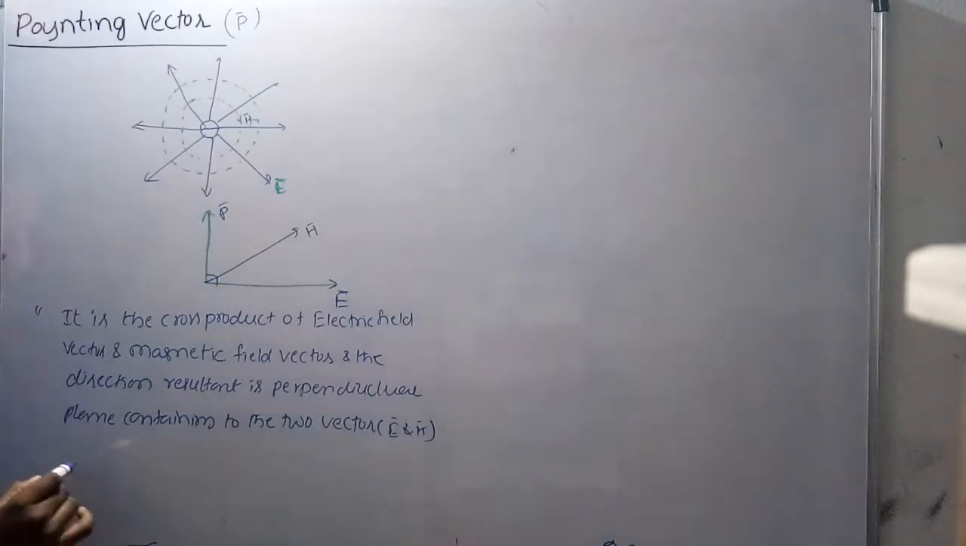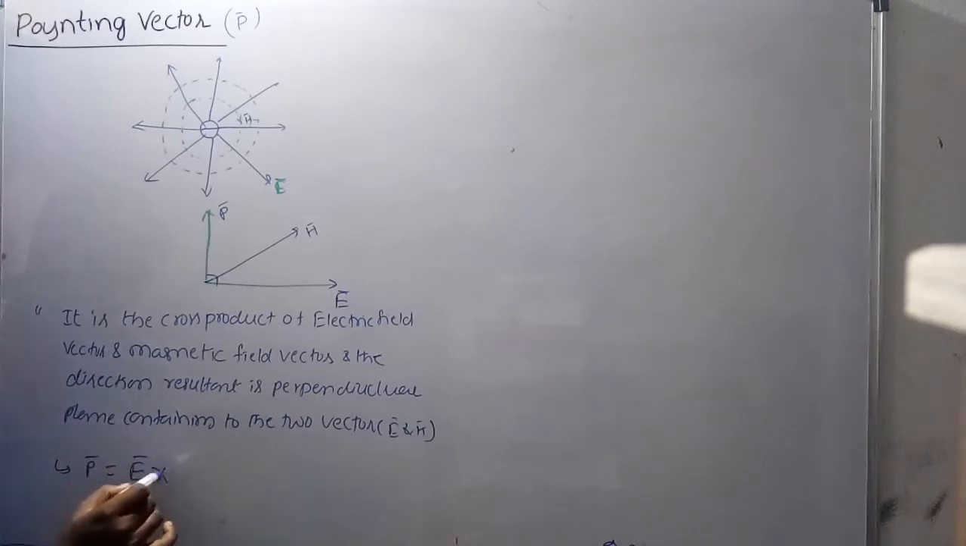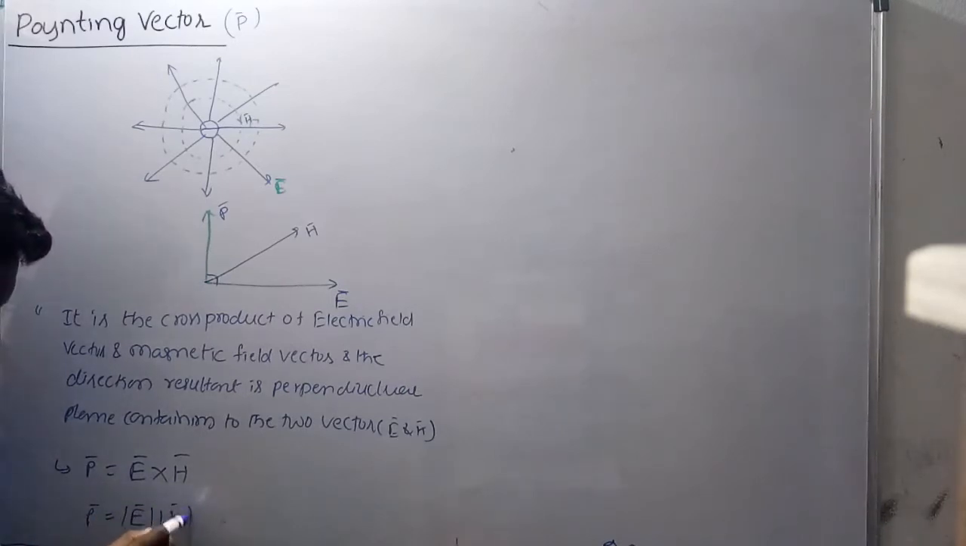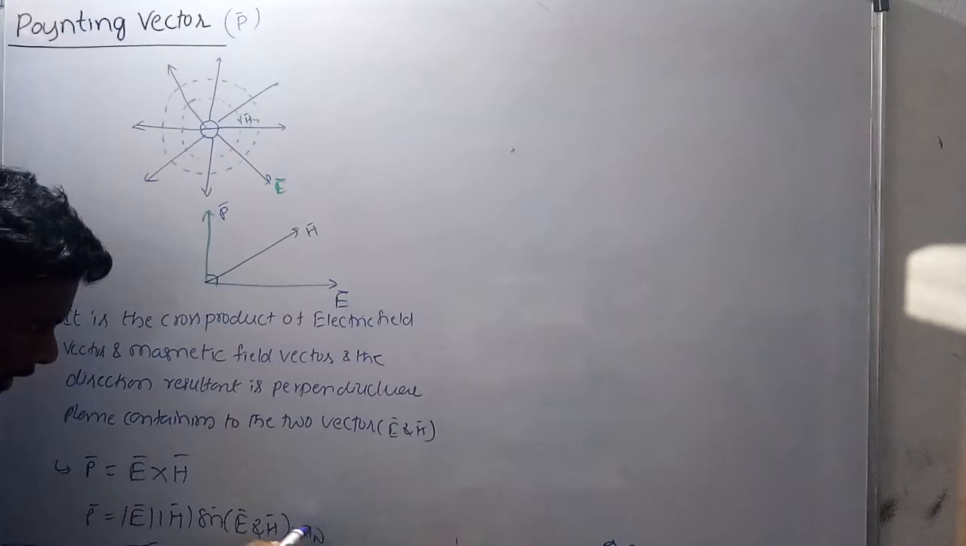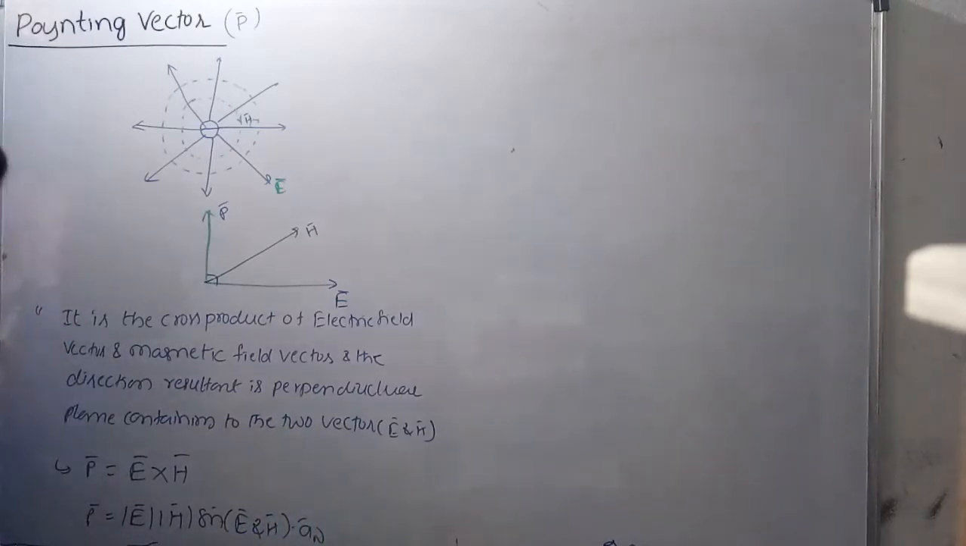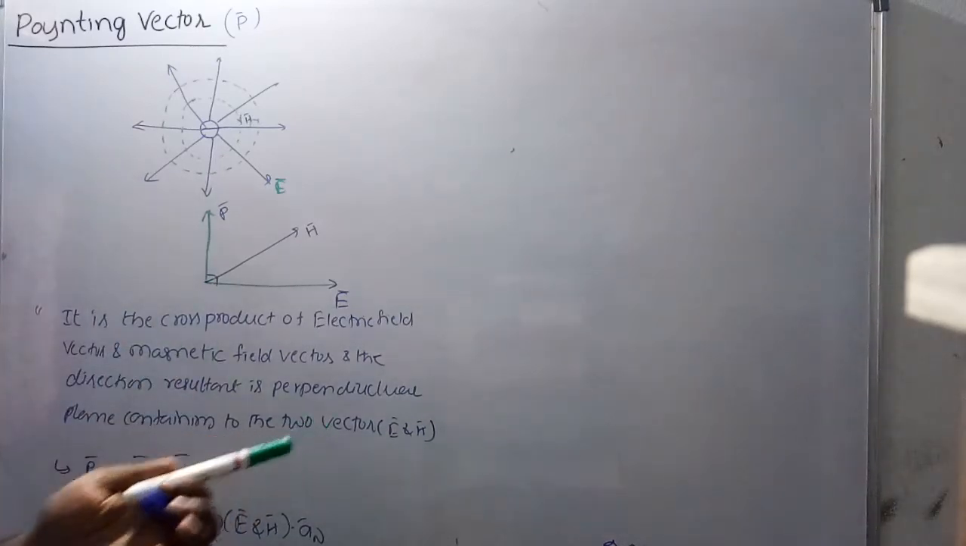So how can you write the mathematical expression of the Poynting vector now? It is represented with P bar, and as it is the cross product of E bar and H bar, it is E bar cross H bar. The definition of cross product is the magnitude of E bar, magnitude of H bar, and sine of the angle between E bar and H bar, and there is a direction. It is normal, or perpendicular, to the plane containing E bar and H bar. Okay? Now, this is about your Poynting vector.